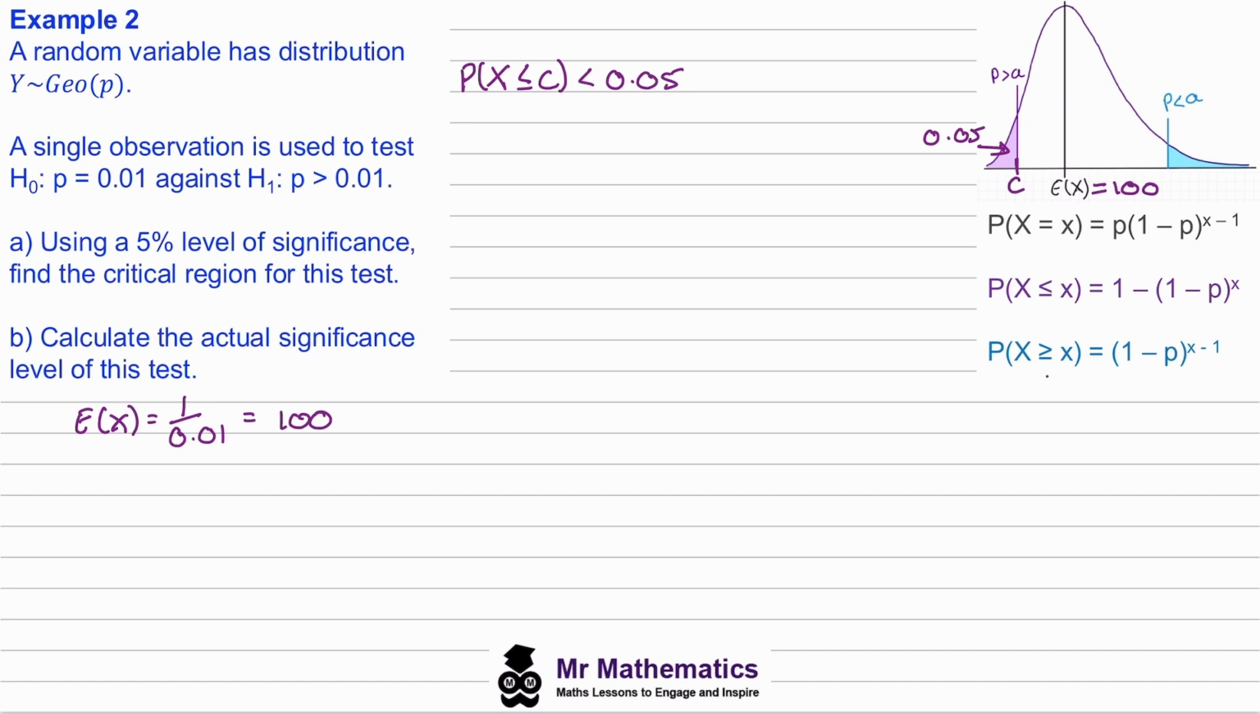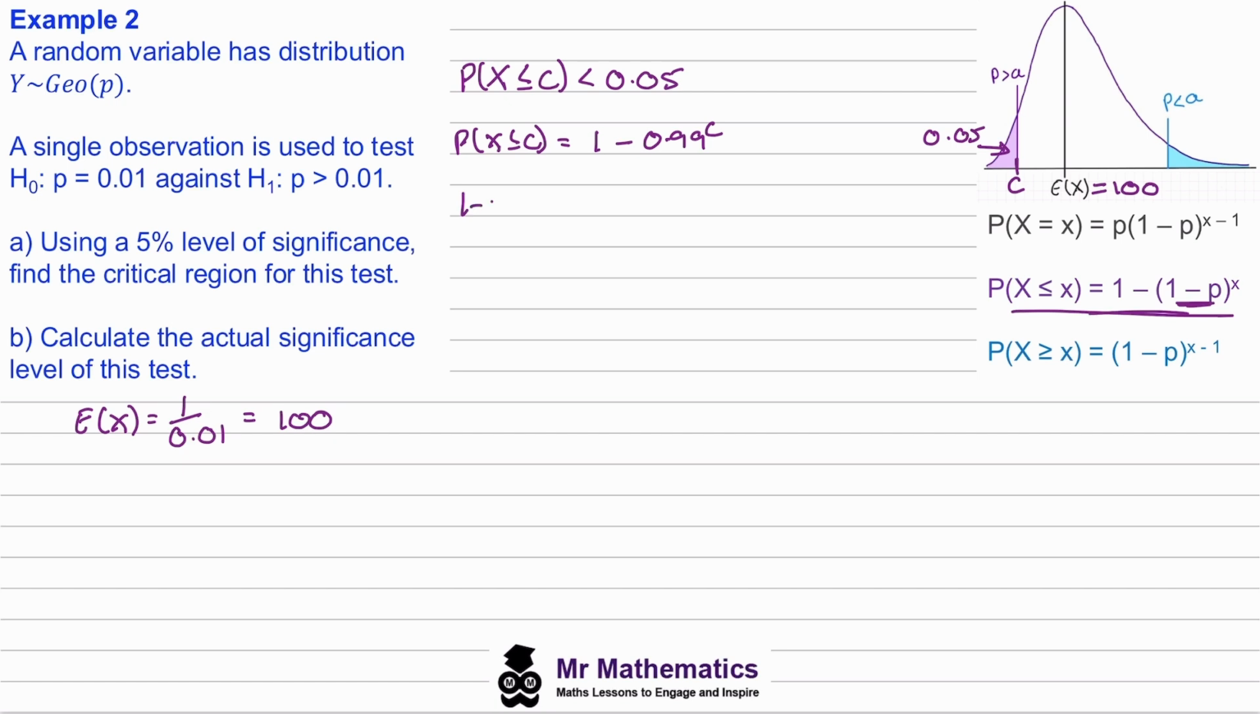And using this equation, the probability of x being less than or equal to c will be 1 minus (1 minus p), so 0.99 to the power of x, which is c. And then we can substitute this into here.